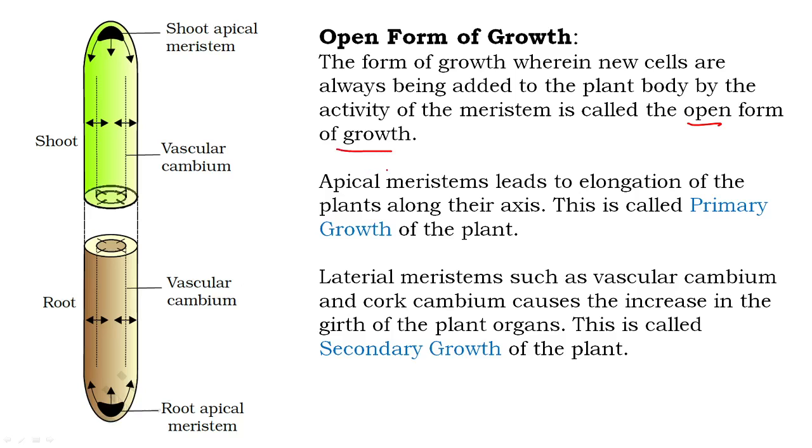So open form of growth has two types: primary growth and secondary growth. If the plant is getting elongated along its axis, whether root going down or shoot going up, that growth is called primary growth. So apical meristems lead to the elongation of the plant along its axis, and this is called primary growth.